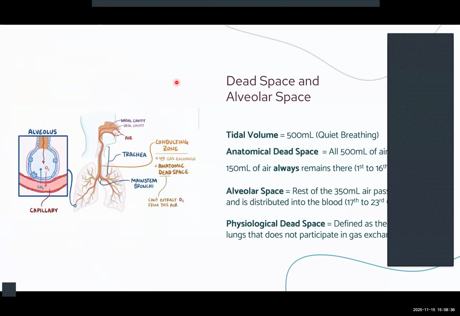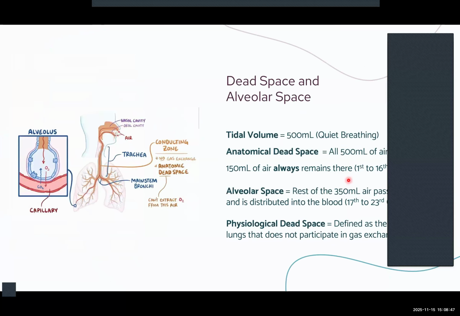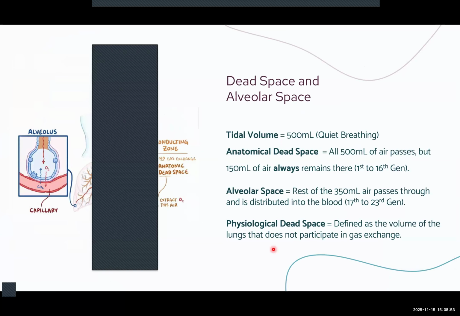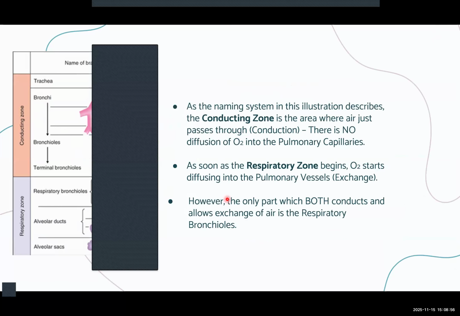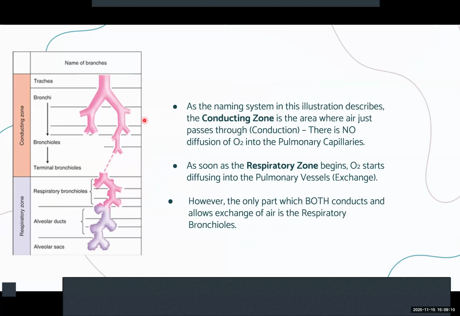Another thing I want you guys to know, because he might change the question one way or another, is that the conducting zone is also known as the dead space, because this is the zone which only conducts air. There's no gas exchange happening here, so they named it dead space. Then you have the alveolar space, where gas exchange happens. Normally your tidal volume, which as you know is quiet breathing of 500 milliliters, goes through this dead space, and 150 milliliters of that remains here, and the rest, 350 milliliters, goes down toward the pulmonary vessels.